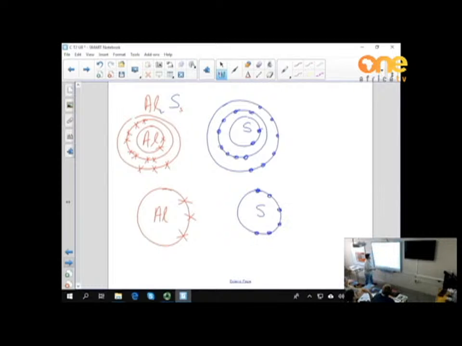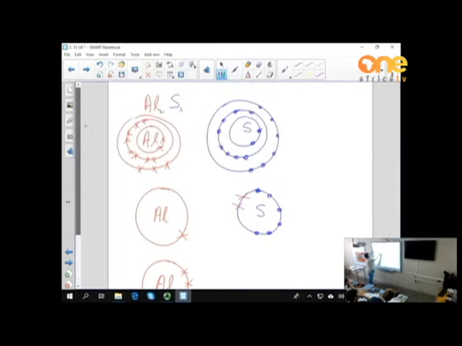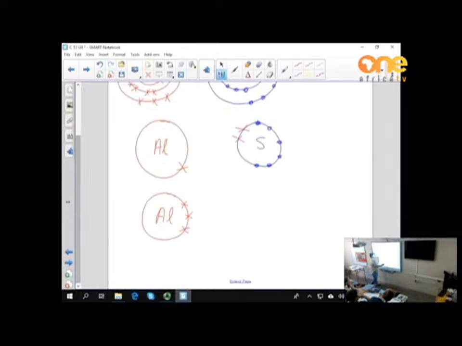So what is aluminium going to do? It's going to take its electrons from the outer shell. And how many aluminiums do I need? 2 aluminiums. So I need to draw in another aluminium over here with its 1, 2, 3 electrons. And how many sulfurs do I need? The formula tells me I need 3 sulfurs. So sulfur and sulfur with 1, 2, 3, 4, 5, 6.